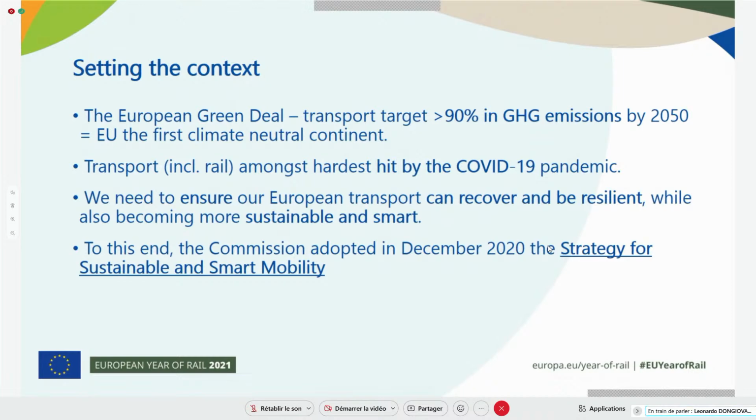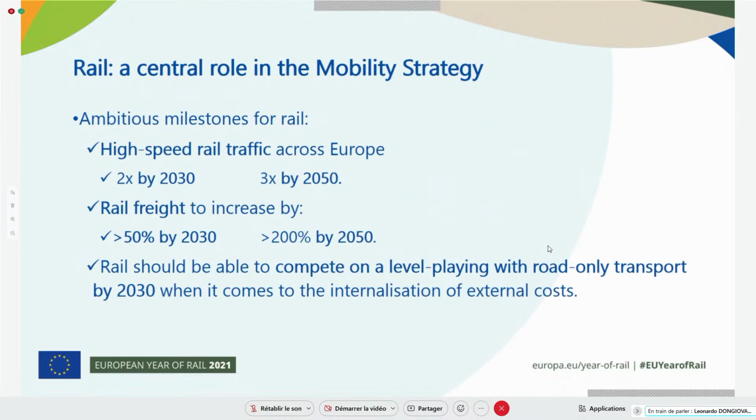As a consequence of this, we agreed that we needed to ensure that European transport could recover and be resilient, and the effect of this is the so-called strategy for sustainable and smart mobility, which was put forward by the Commission in December last year. And if we can move to the next slide, we have some objectives for rail in the mobility strategy.